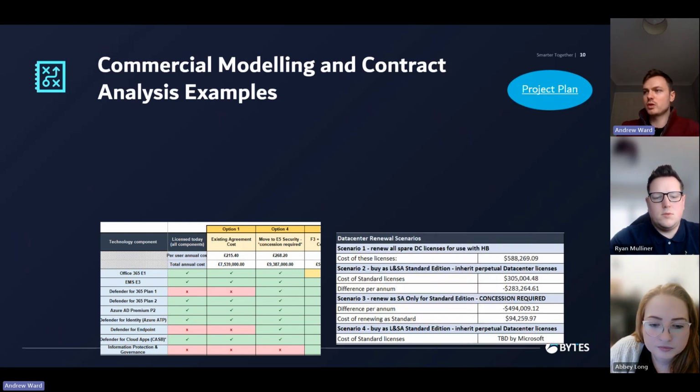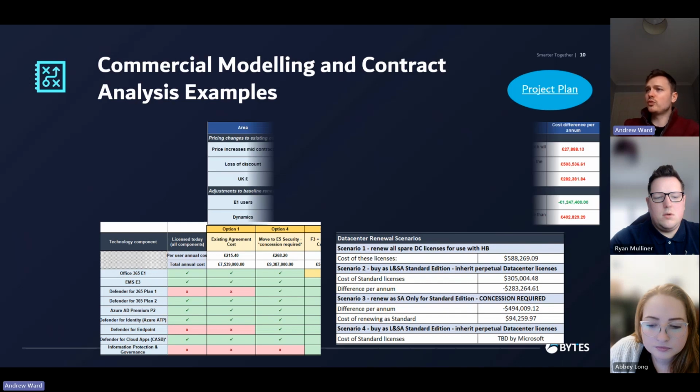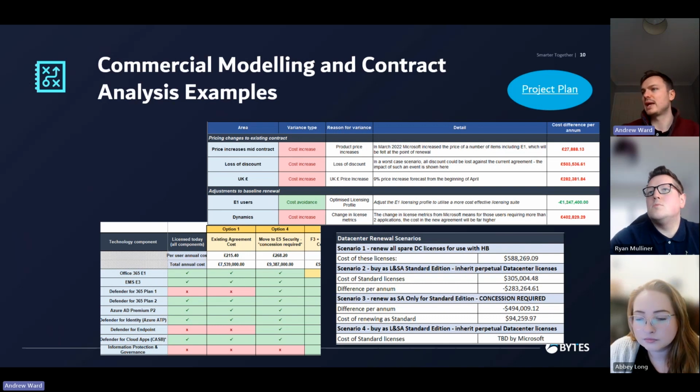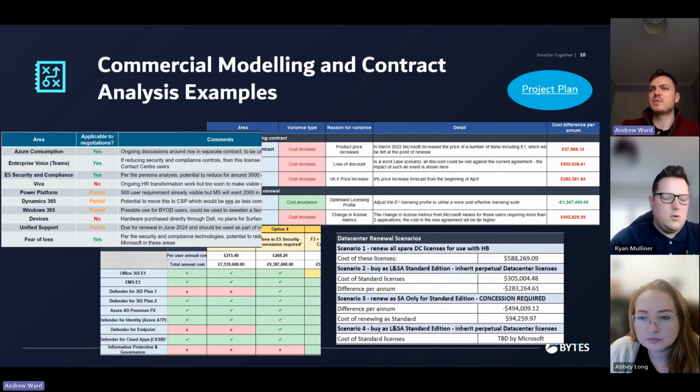So we've also got scenarios around sort of data center here. We can look at different scenarios depending on what we're looking to do moving forward. And we can also then look at factoring in things such as what Microsoft have been doing from a price increase point of view, changes to prices as well. And we're looking at forecasting particular changes as well. Again, the benefits of moving between certain license SKUs and certain plans. So factoring in how we Bytes understand the Microsoft market, what we're seeing with other customers, and how we can provide that to you as a customer.